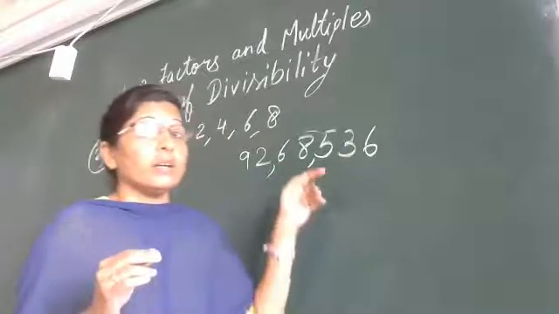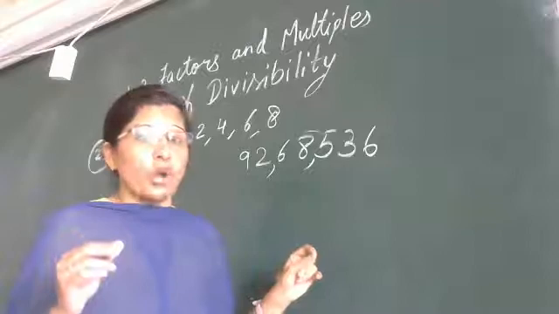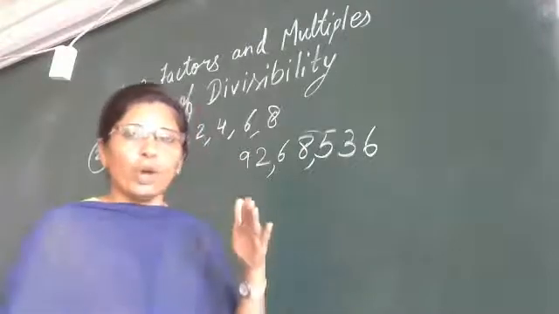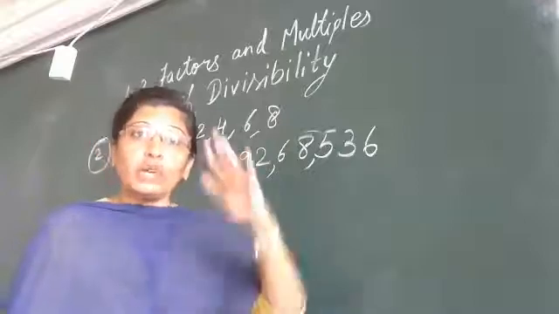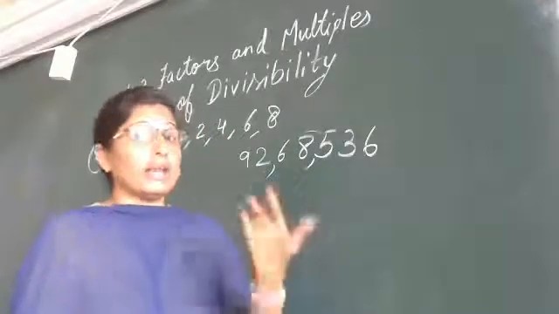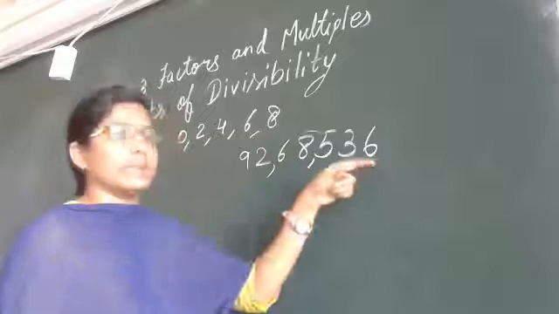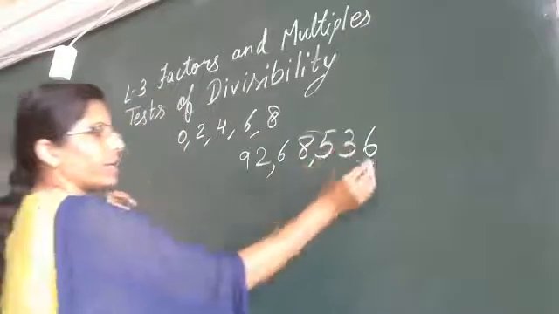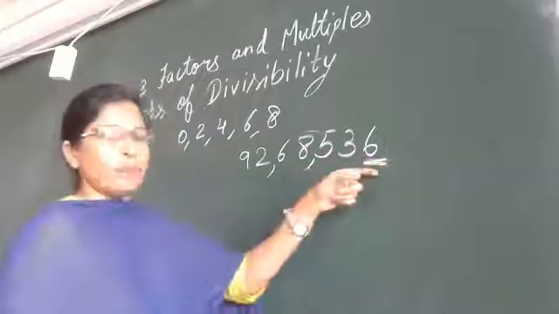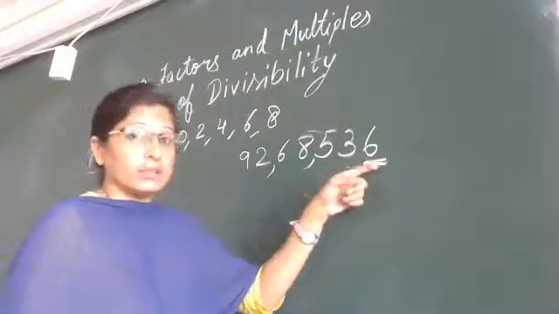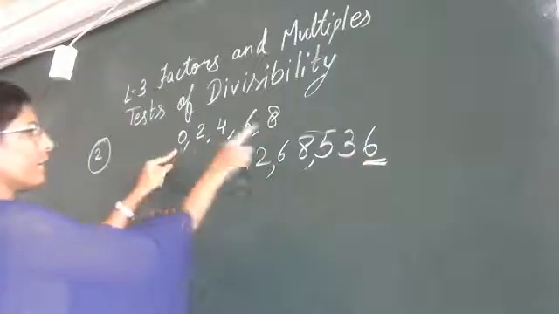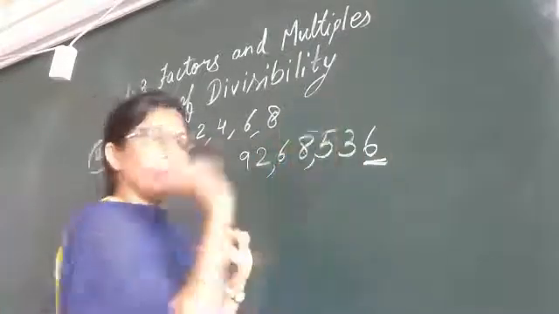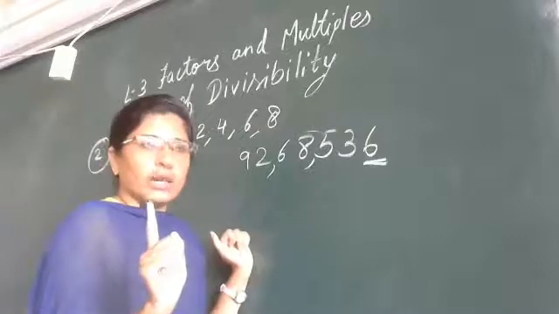Now to find out whether we are getting remainder 0 or not after division, what we have to do? We need to divide, no? So instead of dividing, directly we can tell whether this number is divisible by 2 or not. How? See the ones place. 6 is there. So if any one of these digits is there in the ones place, this full number will be divisible.